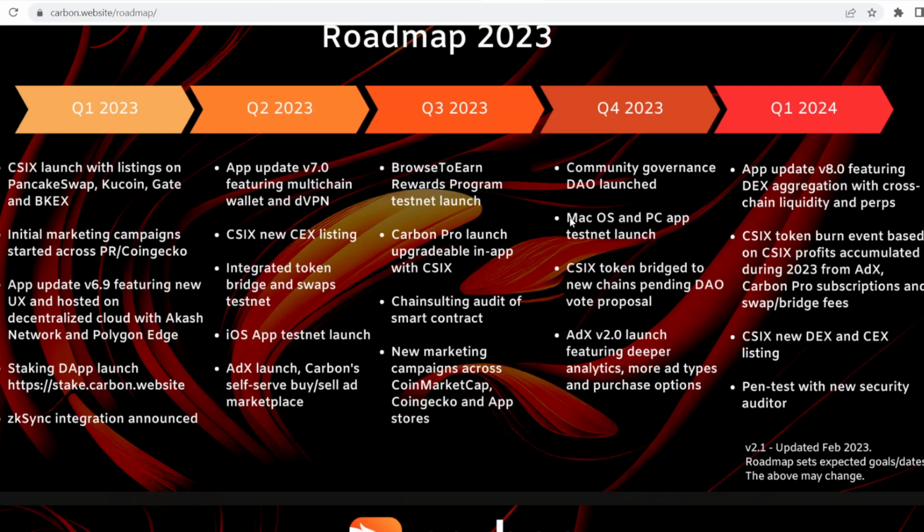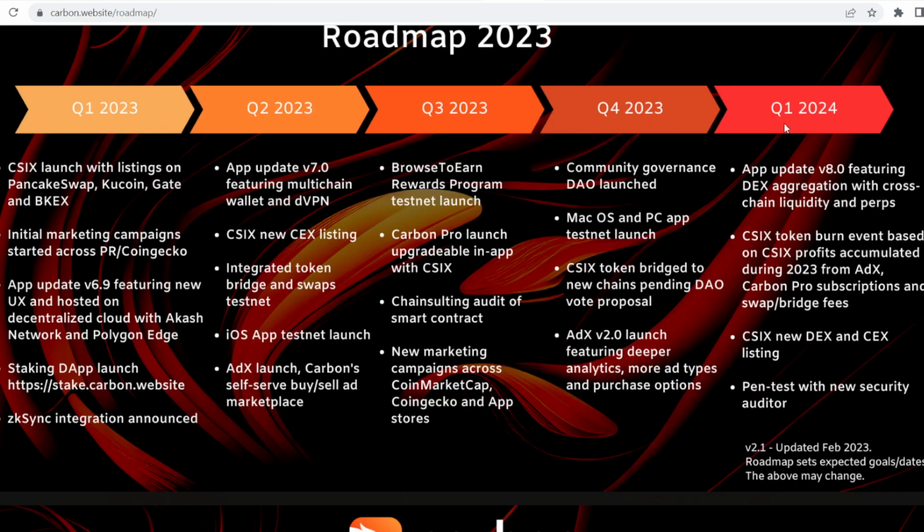As of now, in quarter two, one or two notable events are there. For example, a new central exchange listing, ZK Sync integration, and ADX launch. The ADX launch will do well because that will contribute a certain amount of burn for the CIX token, but they have mentioned in the white paper that they'll burn on a yearly basis, so you won't see the effect in a very short span of time.